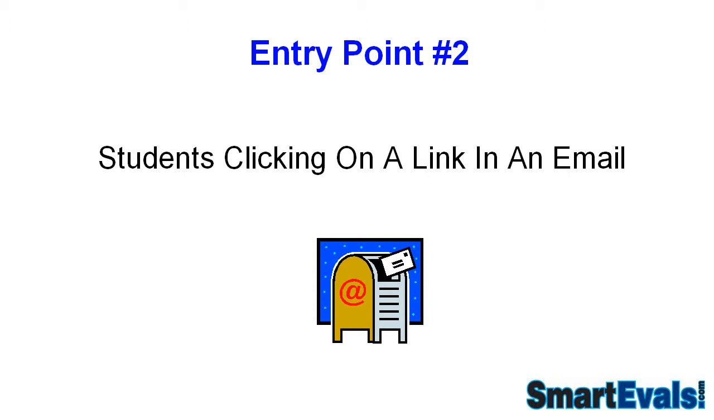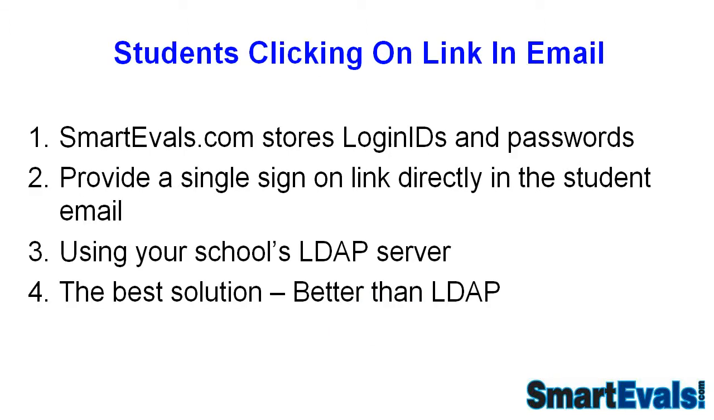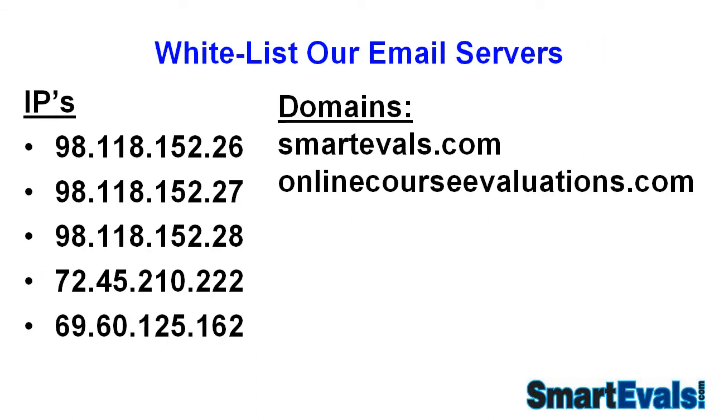The second entry point is if a student receives an email from the smartavails.com system. There are 4 ways to accomplish this based on what your school wants. One way is to use the smartavails.com system to store usernames and passwords. This is our most common option. The second is to provide a single sign-on link directly in the email the student receives. The third is to connect to your school's LDAP server. The best solution is what we call better than LDAP because it is the best solution for the most discriminating schools. This is probably a good time to mention that you should whitelist our servers. This information is available in the Help Guide.